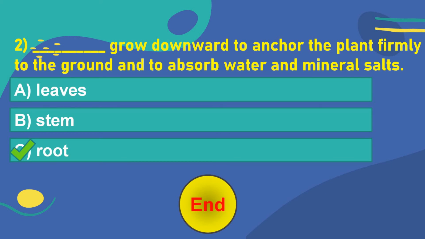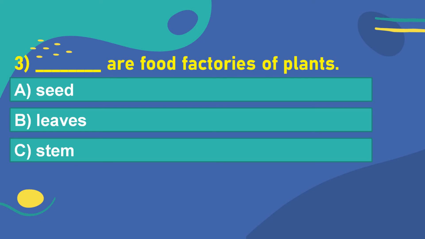The third question is, dash are food factories of plants. Option A, seed. Option B, leaves. Option C, stem. Think of the answer. Your time starts now. 5, 4, 3, 2, 1, 0.